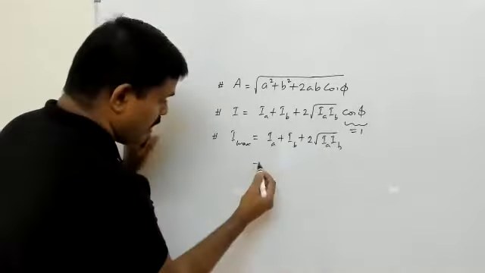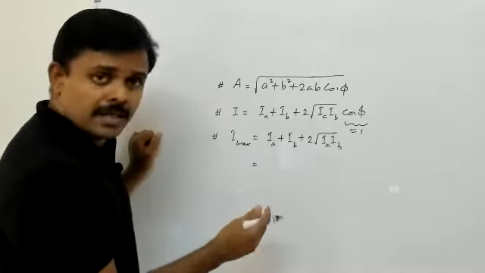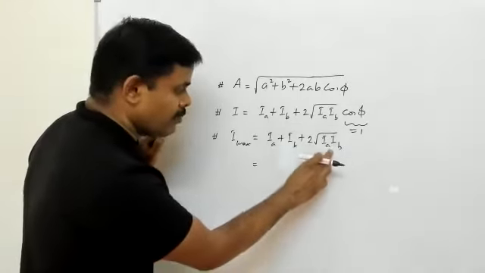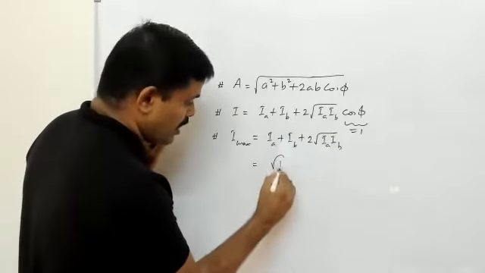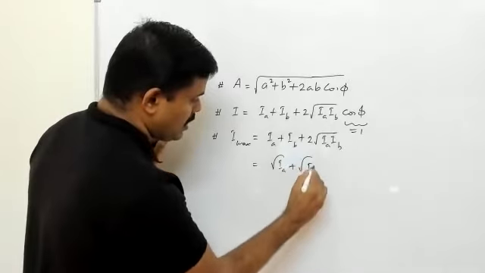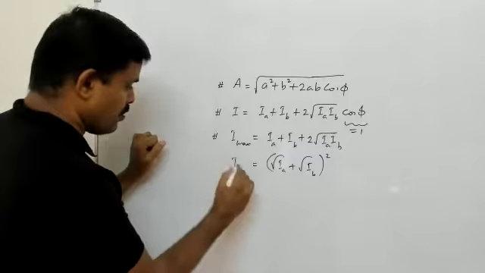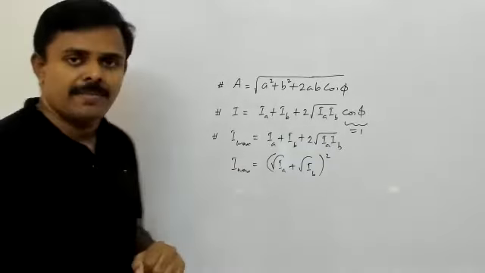And this looks like something you've seen so many times. This is a square plus b square plus 2ab, which is a plus b the whole square. So it is root of IA plus root of IB the whole square. That is my equation for I max.